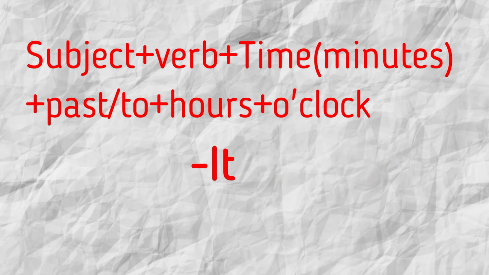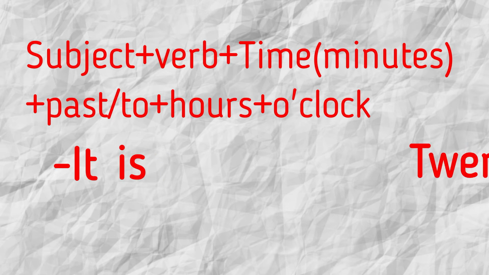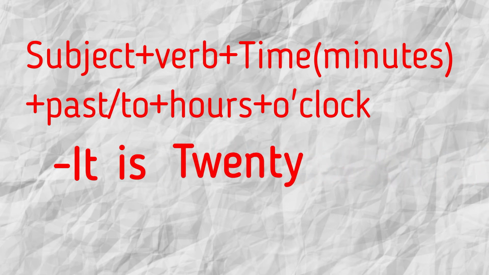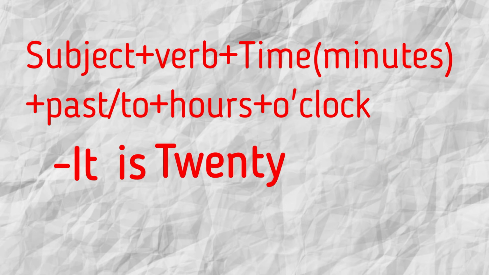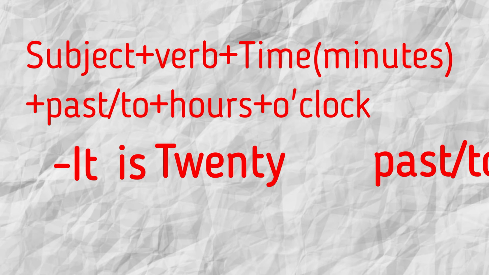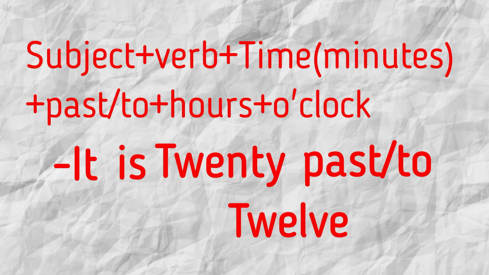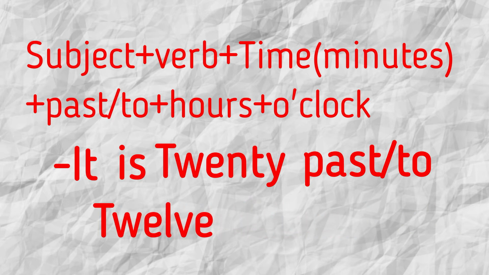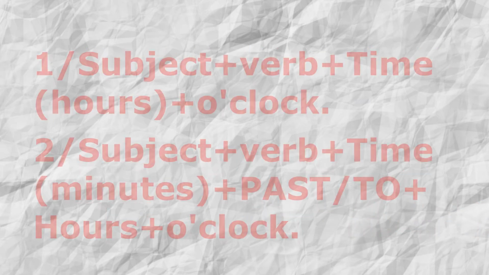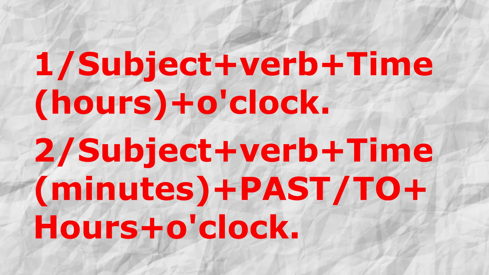Example, here it is always the subject. The verb to be, which is always the verb. The time in minutes, 20. Past or to, here, plus the hours is 12, and o'clock. The first two sentences are formal sentences.